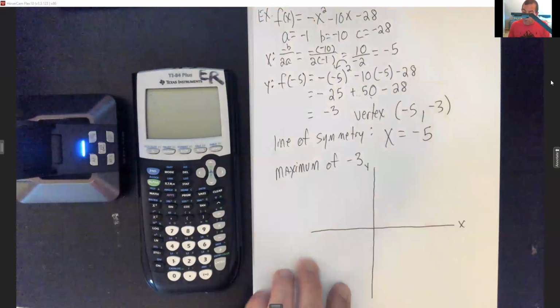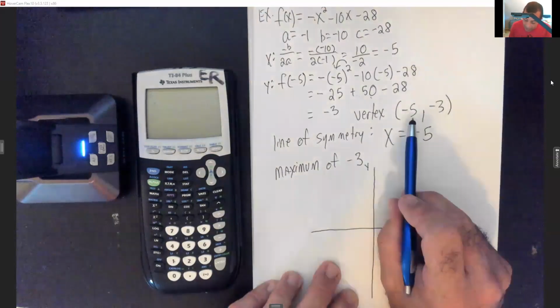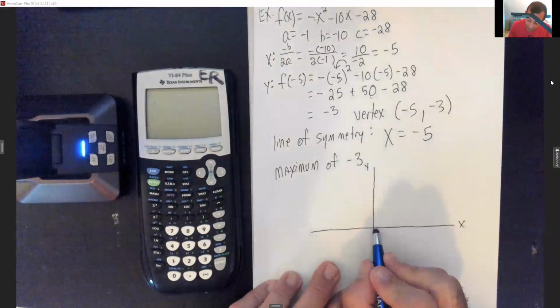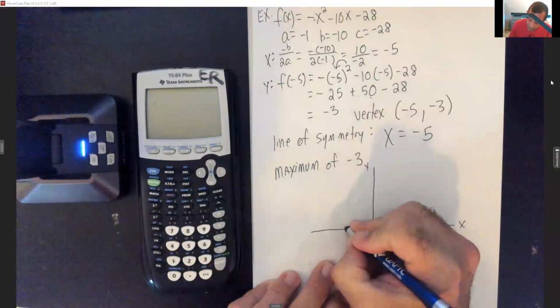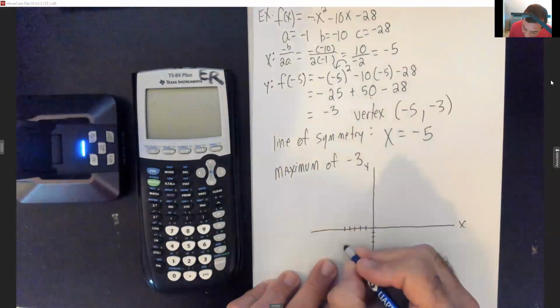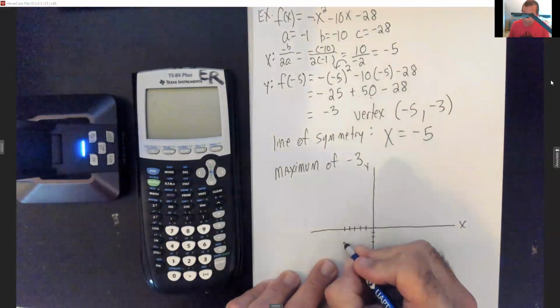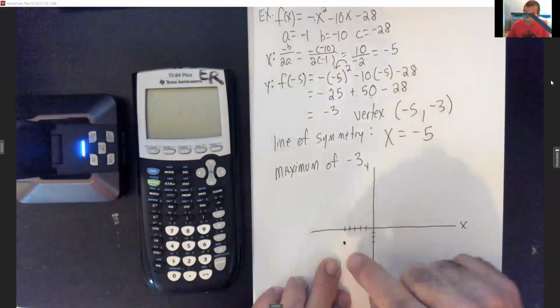All right, so first of all, I do know I got to do my vertex, which was negative 5. So negative 5 will come left 5. So there's negative 5, and then down 3, negative 1, 2, 3. So I know about right in here is my vertex. Remember, this one's a maximum, so my graph has to come down.